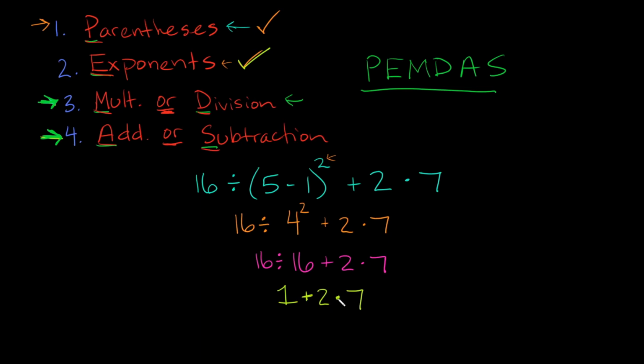So we're going to do the multiplication first, right? Because multiplication comes before addition. So 2 times 7, that's equal to 14. We'll bring down this 1 plus. So we have 1 plus 14, which is simply equal to 15.